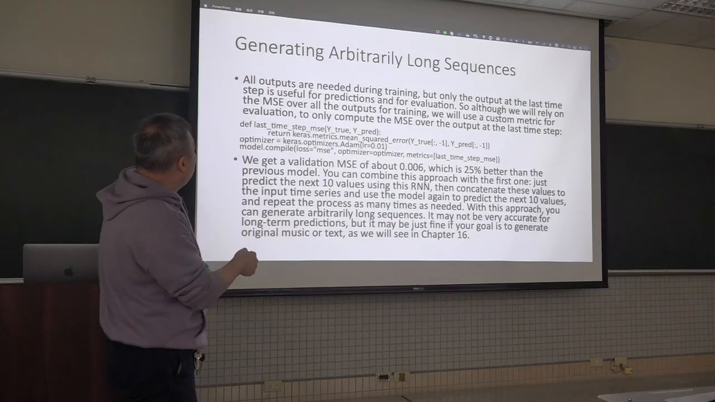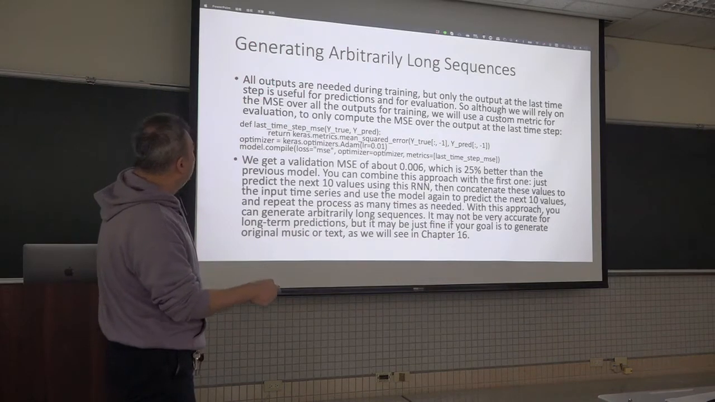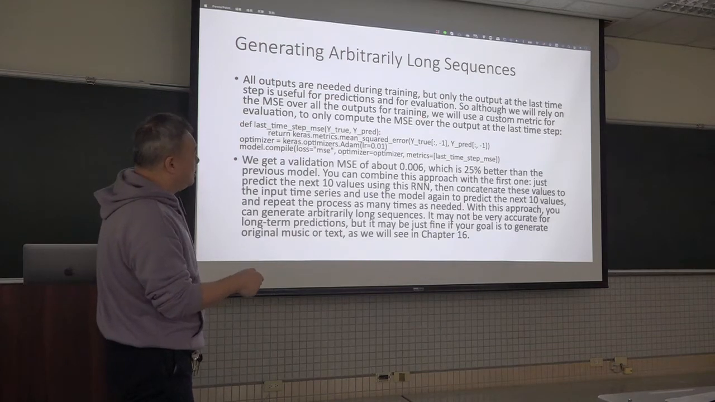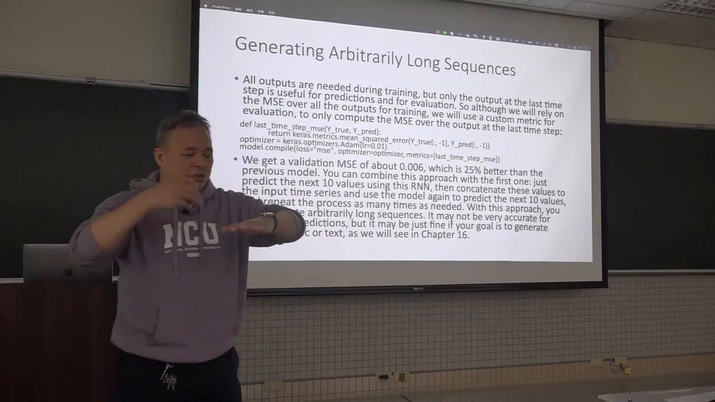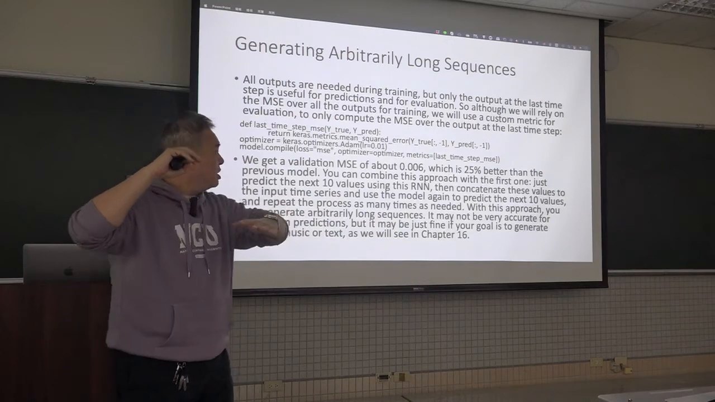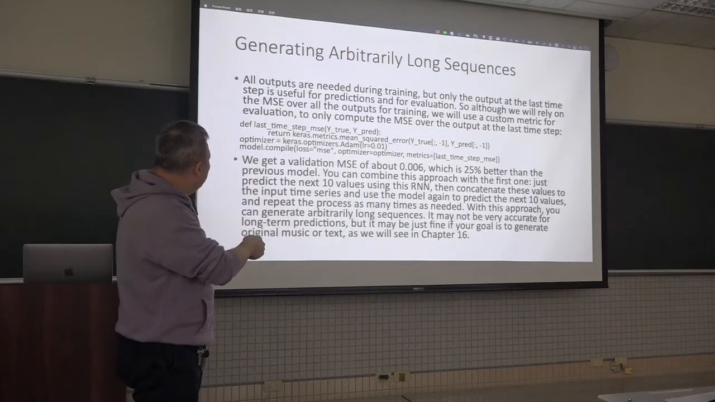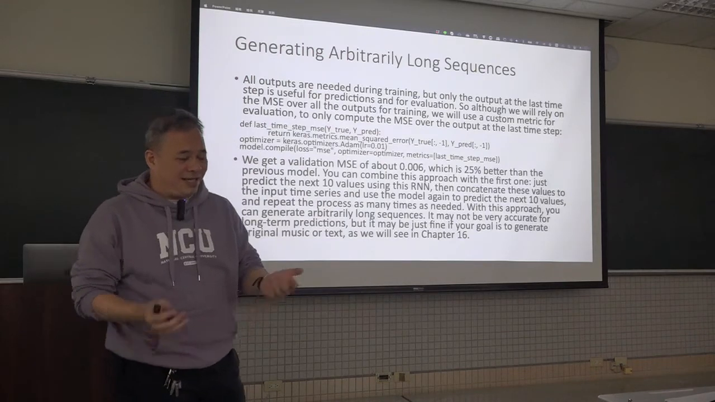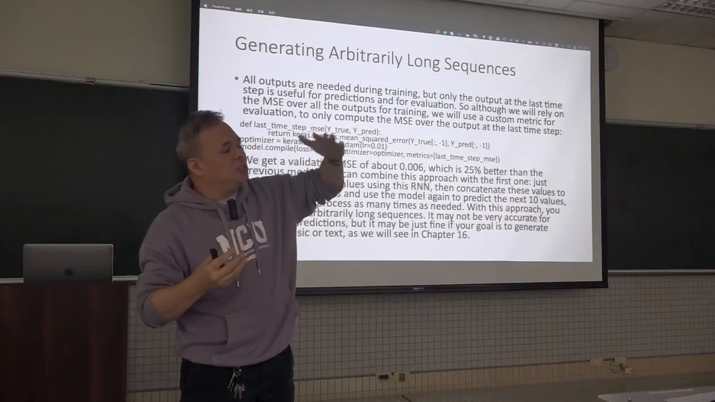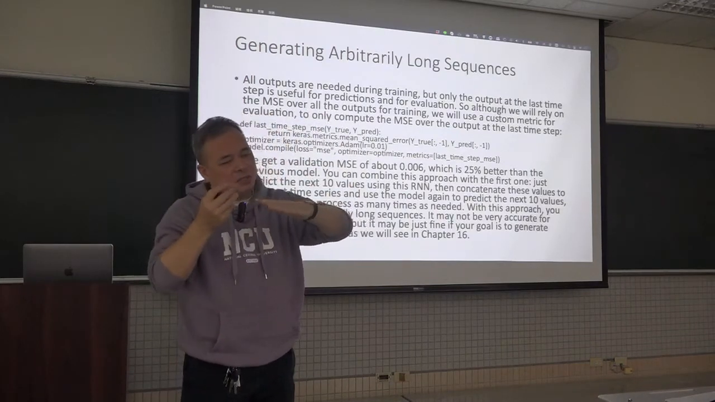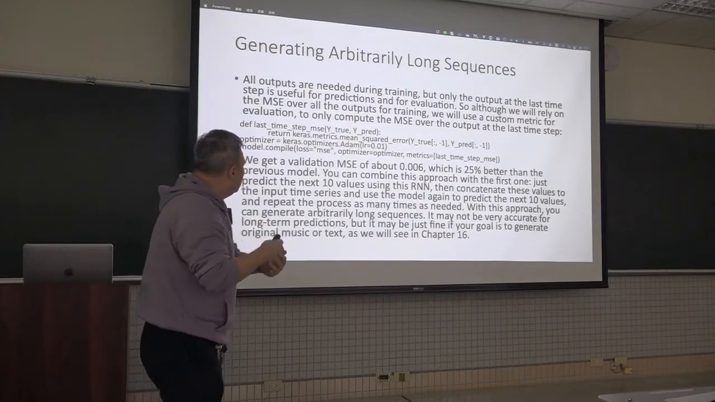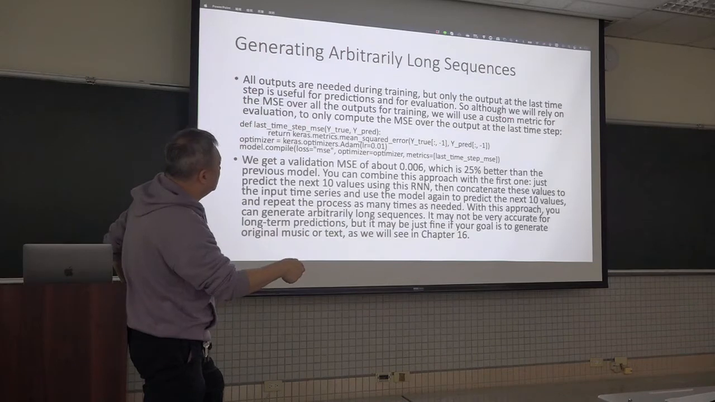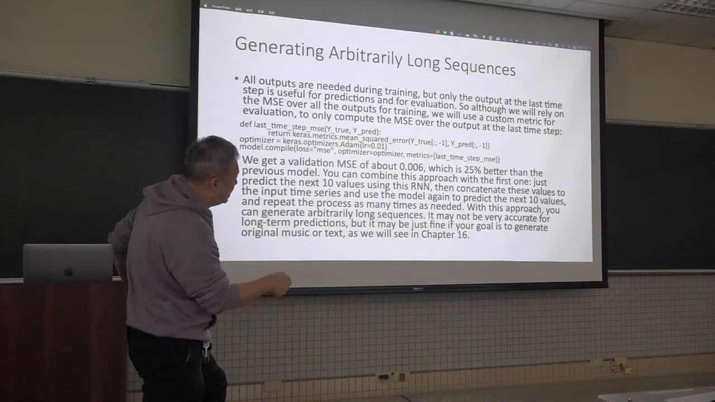All outputs are needed during training, but only the output at the last time step is useful for prediction and for evaluation. So although we will rely on the MSE over all the outputs for training, we'll use a custom metric for evaluation. When you are training, all the outputs will be used, but for evaluation, we will only consider the last output. The previous outputs can be used for training, but not for evaluation. So we need to write a customized metric to only compute the MSE over the output at the last time step.